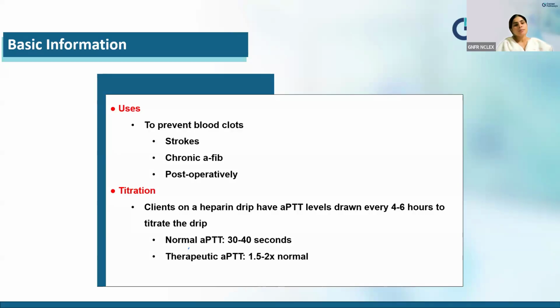Titration. What is titration? It is tapering down some of the drugs. It's not only for heparin; it is adjustment of the dose, adjustment of the drug. Adjustment of the dose, right? So, like a client on the heparin drip, right?